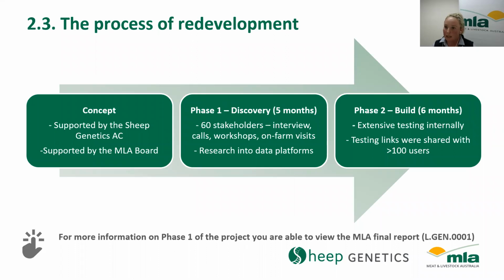There was intensive testing both within the development team and within the Sheep Genetics team on the features being developed, to make sure they met our requirements. We also shared testing links with users. More than 100 testing links were sent out, and we received feedback that we were able to use to fine-tune the website before release. If you are after more detail on that first discovery phase of the project, we have an MLA final report available online. You can find it using the project code shown below.